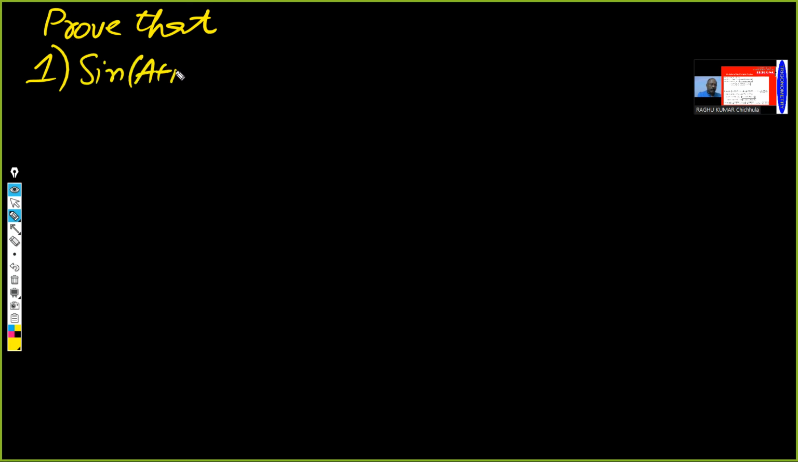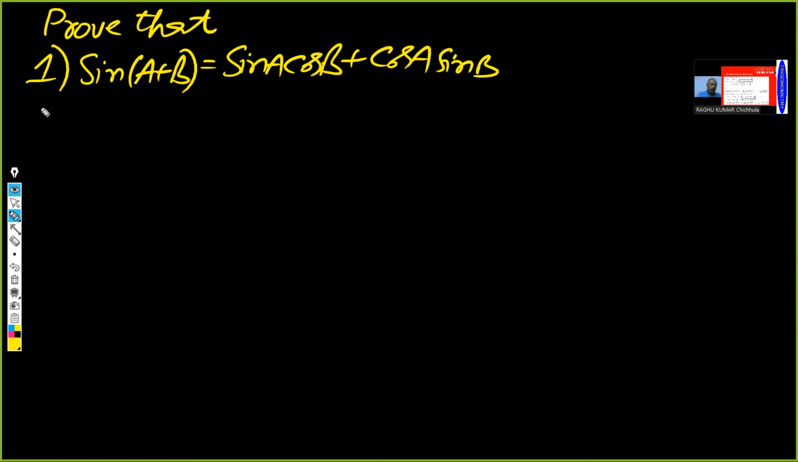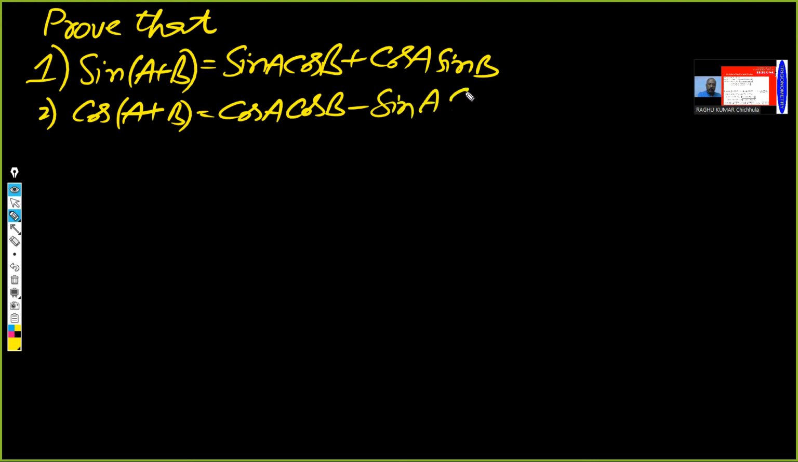Sine of a plus b is equal to sine a cos b plus cos a sine b. Number two, cos of a plus b is equal to cos a cos b minus sin a sin b.